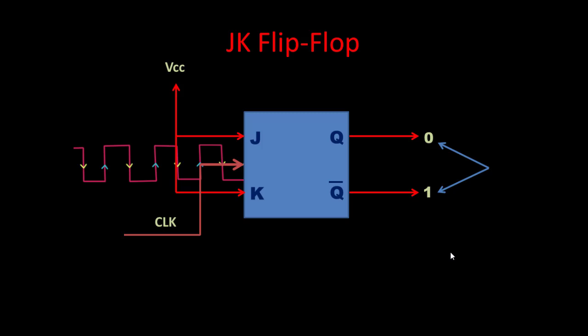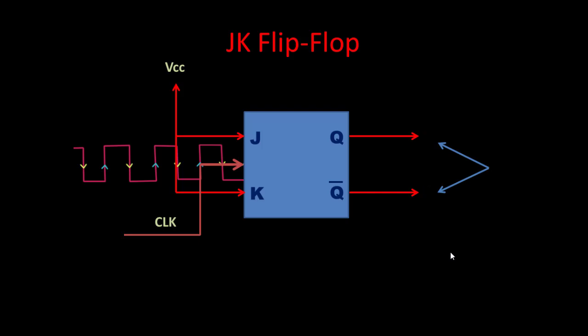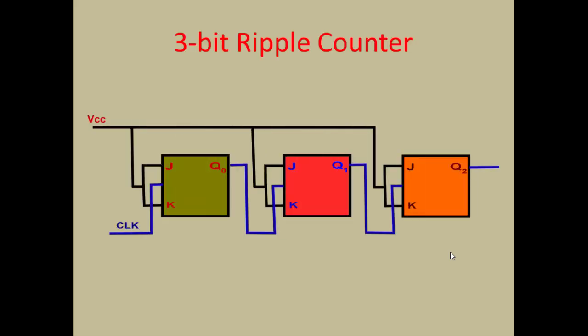When we use JK flip-flops as a ripple counter, we use 3 JK flip-flops, all in toggle mode, connected together. As the clock appears, the output changes from 0 1 to 1 0 and from 1 0 to 0 1 continuously. This is how we make up the 3-bit ripple counter. As you can see, all the J and K inputs are connected to VCC, and the clock is applied to the first JK flip-flop.